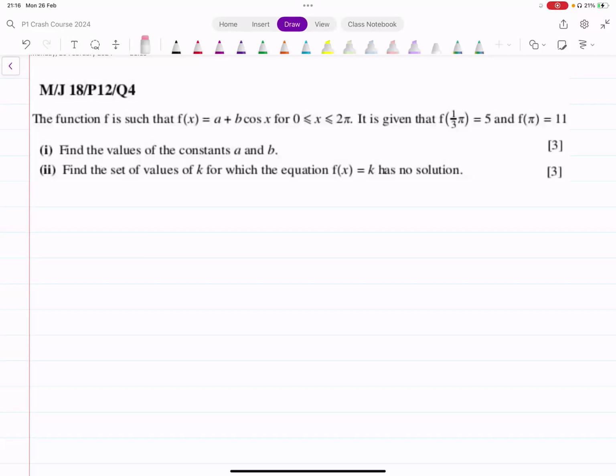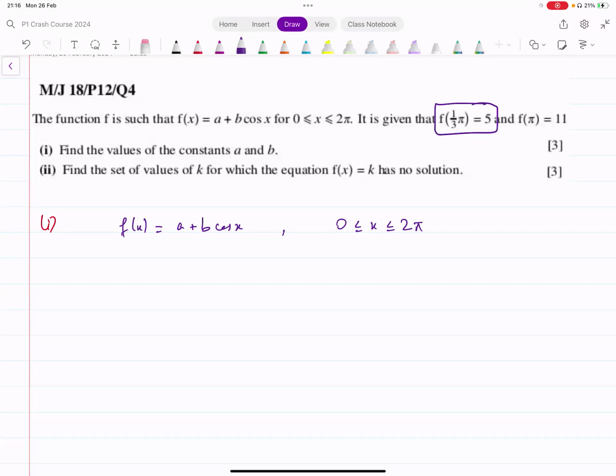Okay, so it says the function f is such that f of x equals a plus b cos x for x between 0 and 2 pi. And we're given that f of pi over 3 equals 5 and f of pi equals 11. We need to find the values of the constants a and b. Okay, let me write down the function first of all. f of x equals a plus b cos of x. Right, that's what the function is, and it's defined for x between 0 and 2 pi.